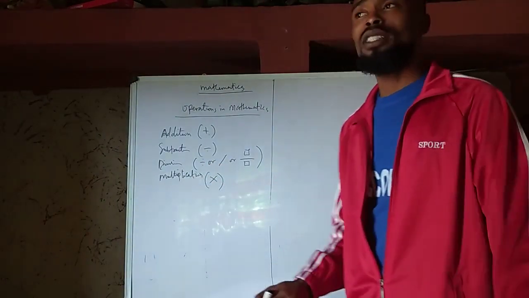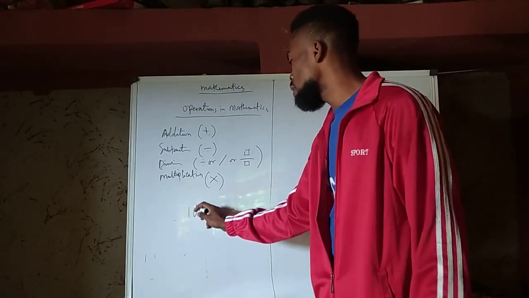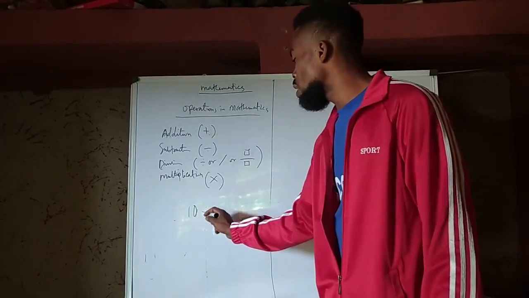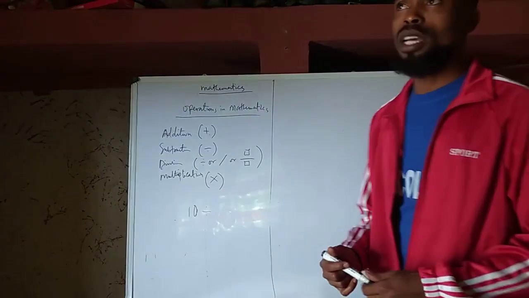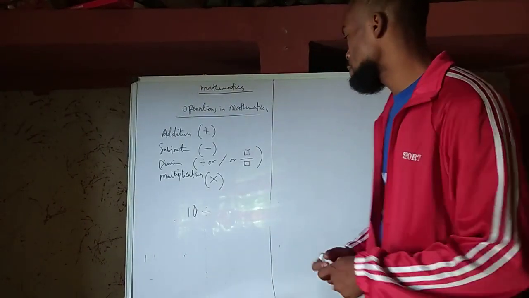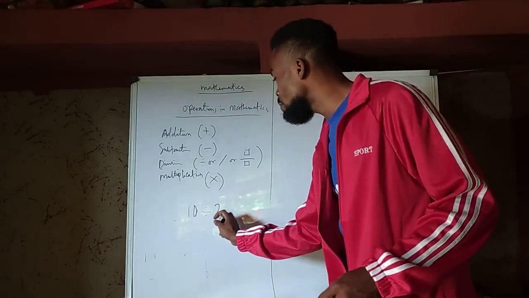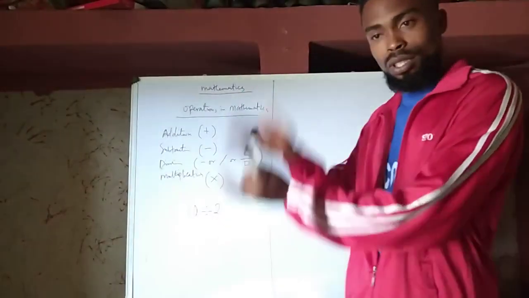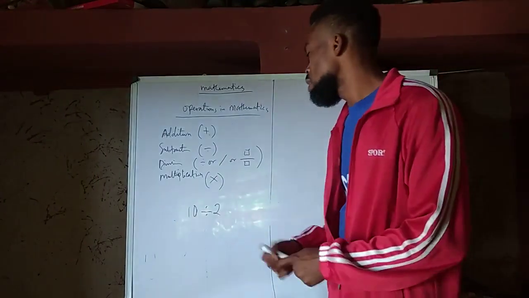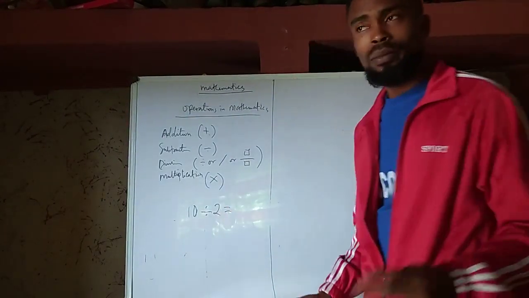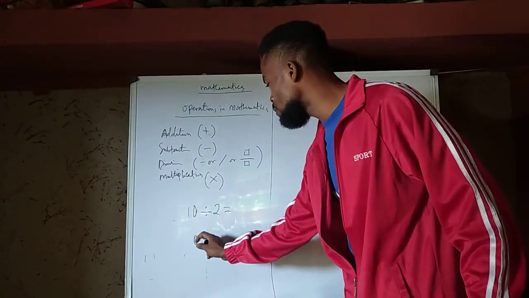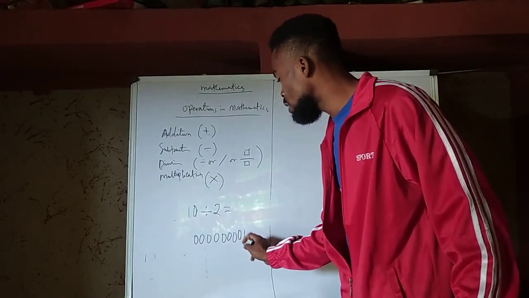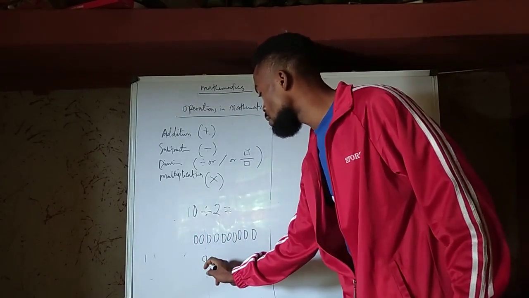Let's say I have 10 oranges, and I'm to share it to 2 persons. So that would be 10 divided by 2. Why? Because I am sharing. Sharing means dividing. Okay, so what would that give me? So first of all, I go for 10 oranges. 1, 2, 3, 4, 5, 6, 7, 8, 9, 10. And I have 2 persons.